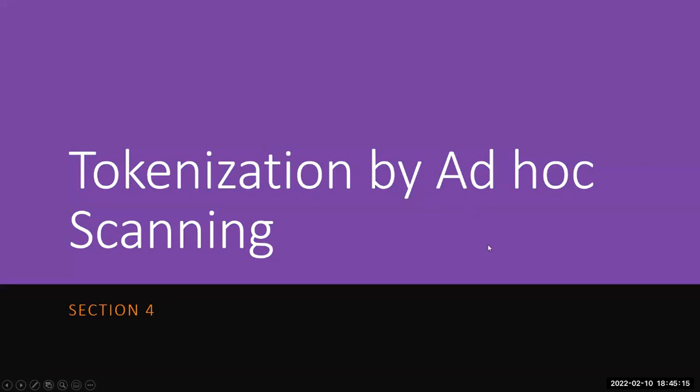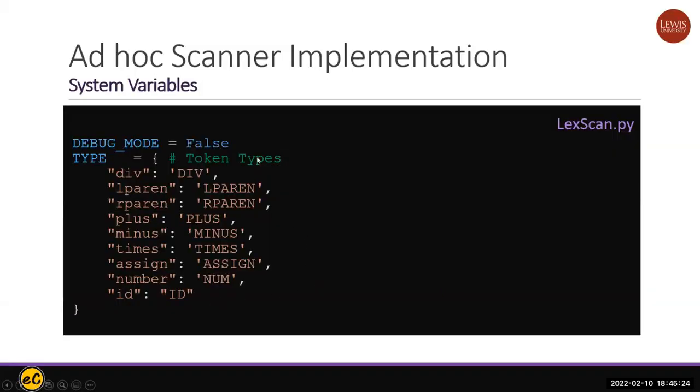So now let's look into an ad hoc scanner written by me. This one is section 4. So let's really look into the coding portion. Basically here we have an ad hoc scanner. You can find it in the lecture 10 sample code. We call it lexscan.py.